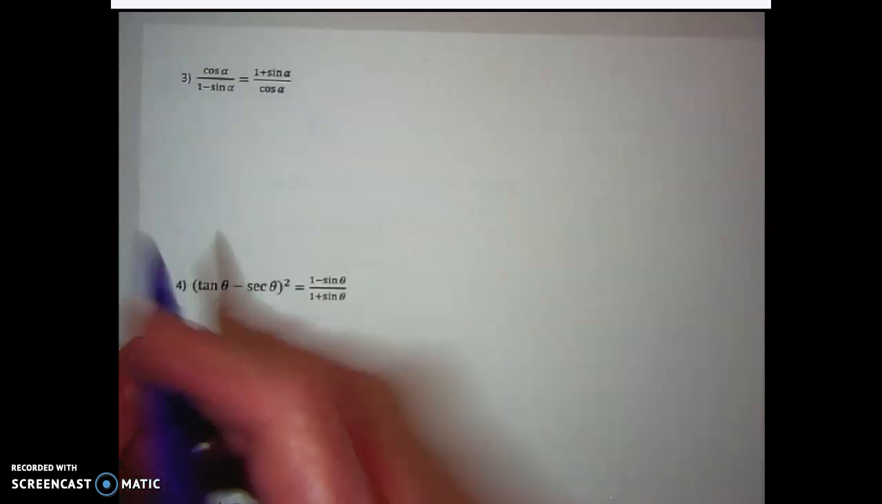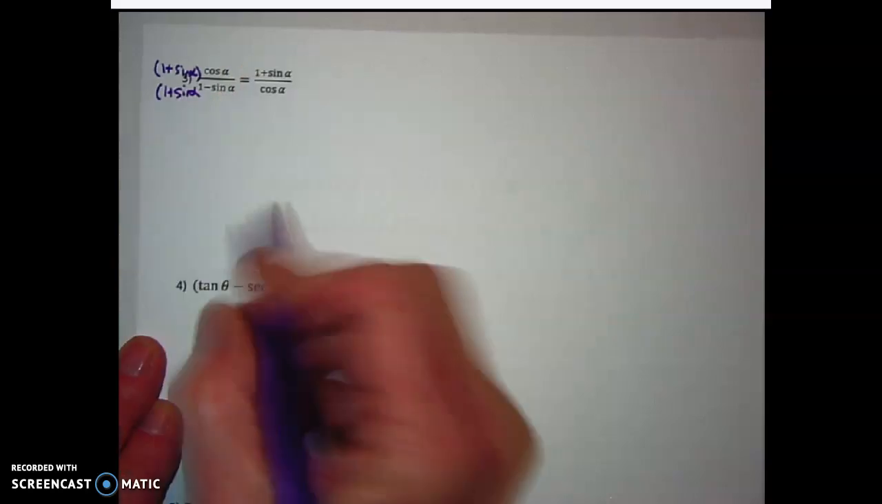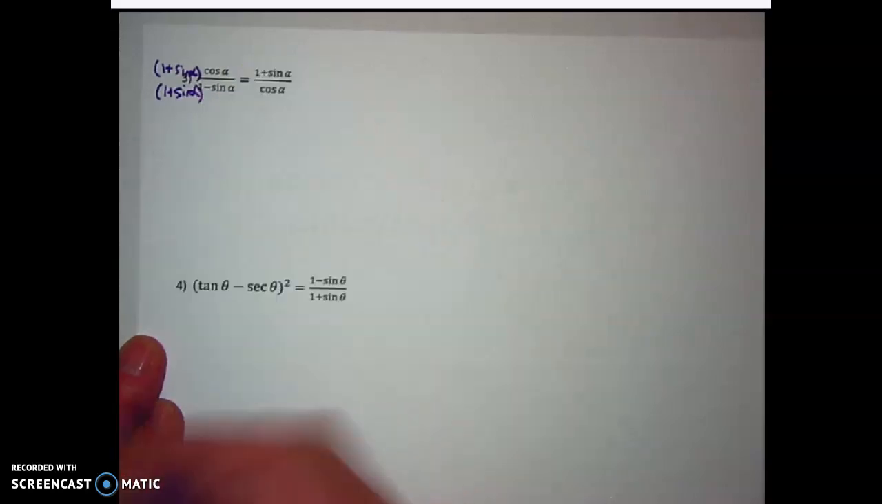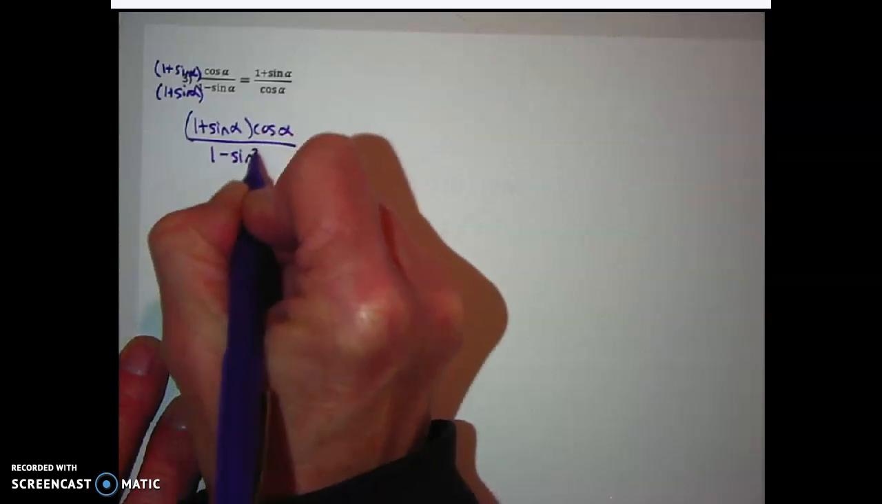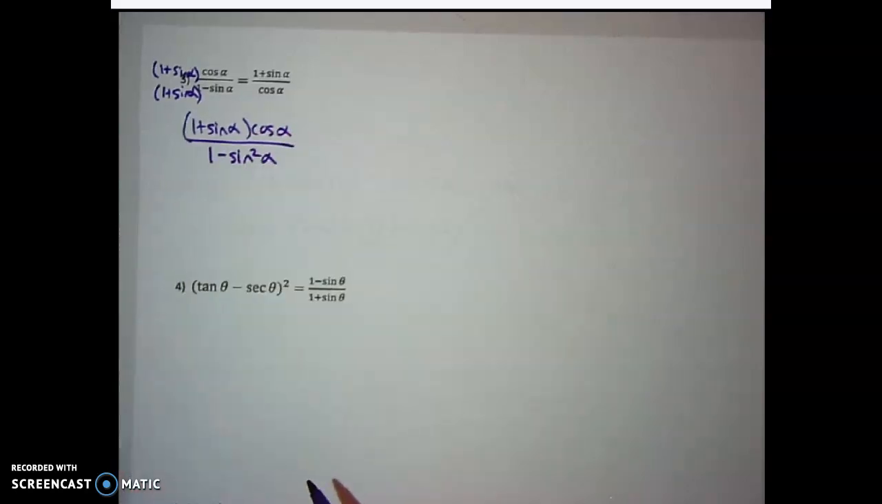So again, I can't cross multiply, but what I can do is multiply this fraction on the left-hand side by 1 plus the sine of alpha on the top and bottom. And by doing that, I'm simply multiplying by 1. So the left-hand side of my equation is going to become 1 plus the sine of alpha times the cosine of alpha over 1 plus sine of alpha times 1 minus the sine of alpha, which is 1 minus the sine of alpha squared. If you want to confirm that, then I would go ahead and FOIL that together, but that's what you would get.